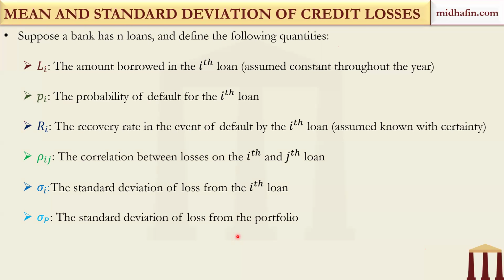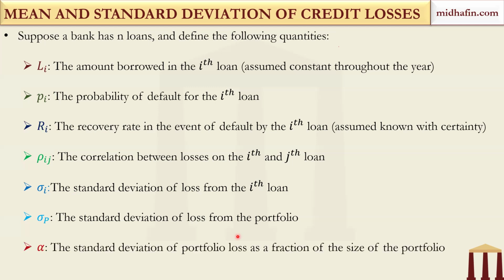Then we actually standardize it. For each sigma I, instead of calculating each sigma I separately, we also try to find out only a common sigma if we assume some of the things to be equal. Anyways, we'll come to that also. Then we define alpha, the standard deviation of portfolio loss, as a fraction of the size of the portfolio.